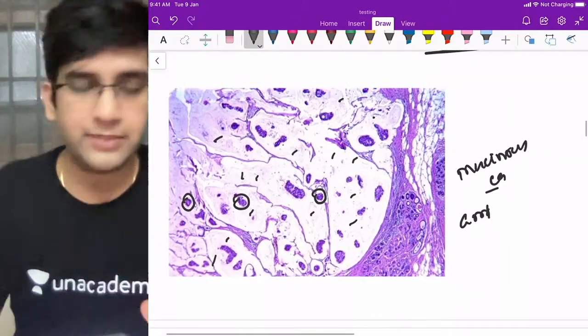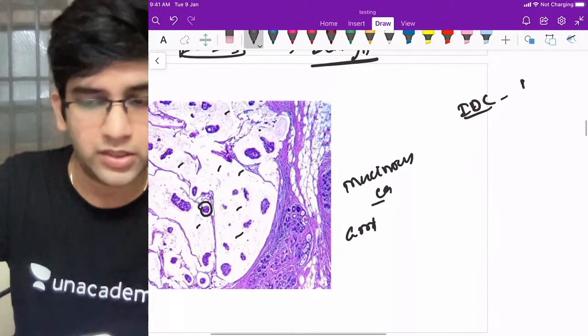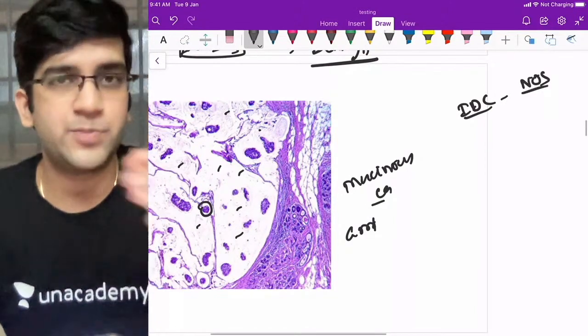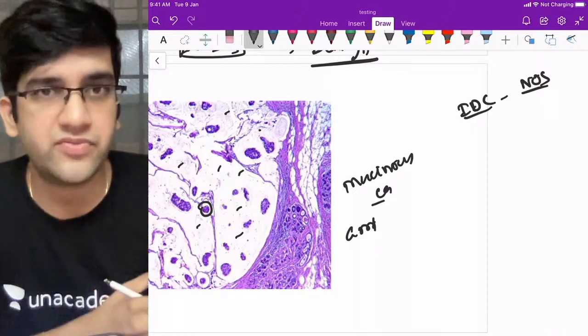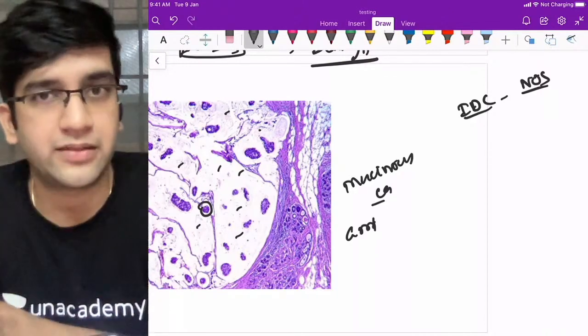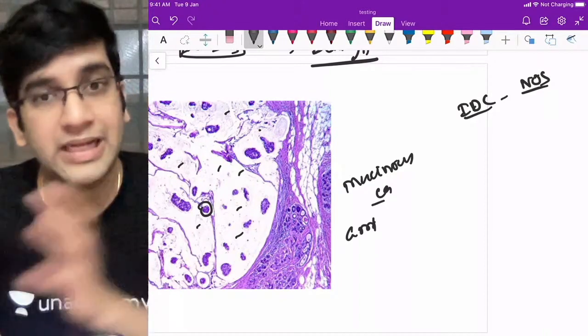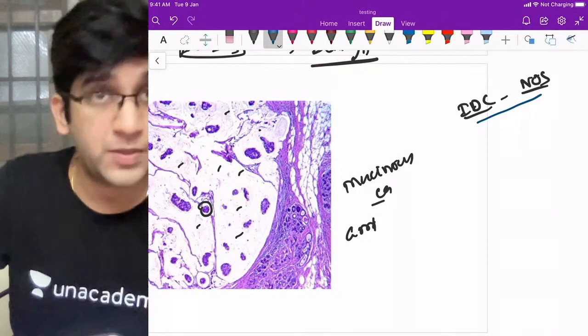See, when I call something as IDC, we call it an infiltrating ductal carcinoma, NOS, right? Not otherwise specified. I do have a few specific groups. Like when I call it micropapillary, it's a specified pattern here, right? When I call it a mucinous carcinoma, it's a specified pattern there. I can call it medullary carcinoma, metaplastic carcinoma, many things. Do remember two things in IDC special types.